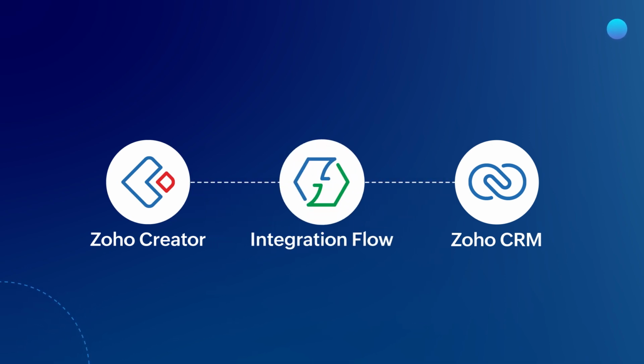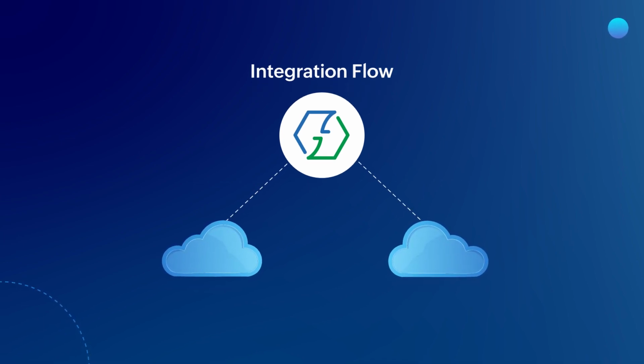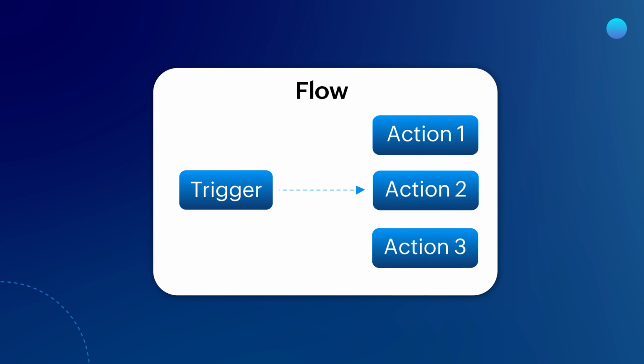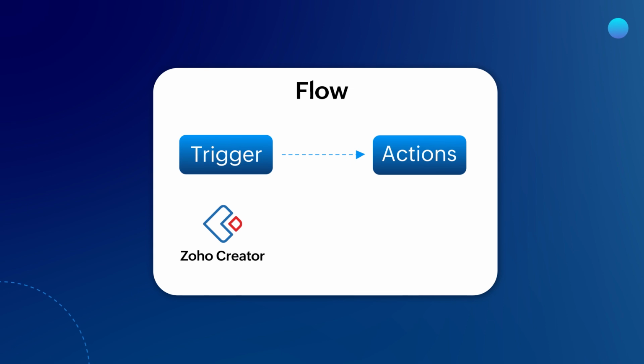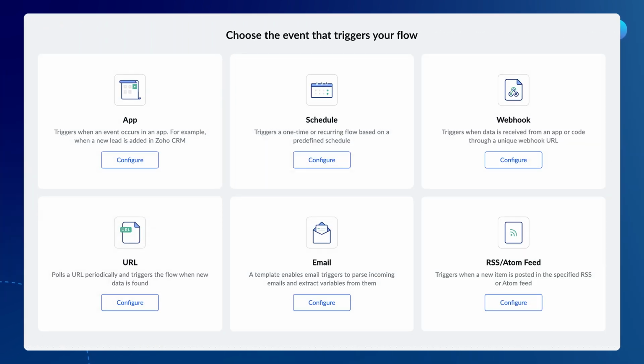Before we dive in, let's quickly familiarize ourselves with some of the terminologies you'll find in Integration Flow that will be used throughout the video. A flow, as the name suggests, is a workflow created to connect cloud apps. It has two components, a trigger and actions. A trigger is what initiates the workflow, and actions are the tasks that are to be executed. In this context, the event that occurs in Zoho Creator will be our trigger, and the subsequent tasks that get done in Zoho CRM will be our actions. Based on where the trigger takes place, triggers are further classified as shown here. Now that these terms are clear, let's proceed.